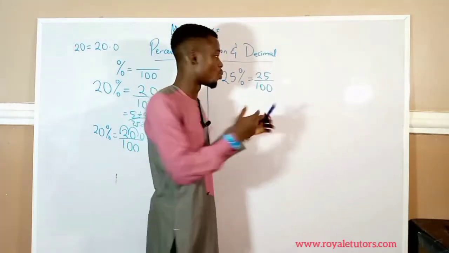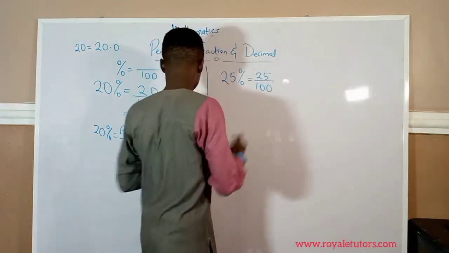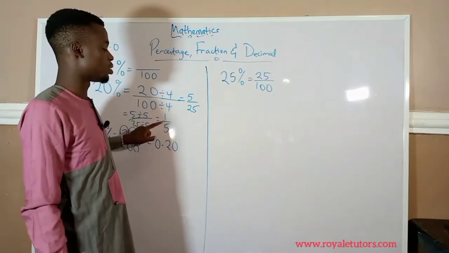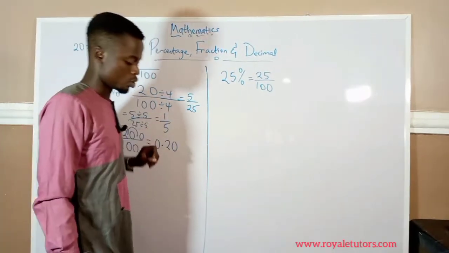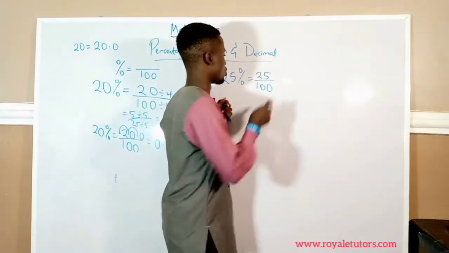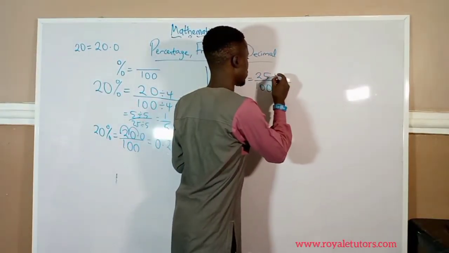This is a fraction, but I want you to put it in the simplest form. What is the simplest form? When nothing can divide the two. For example, when you have 1 over 5 here, there's no number that can divide both 1 and 5. So when nothing can divide the two, then you stop. So you go ahead and divide. 25 can divide the two.